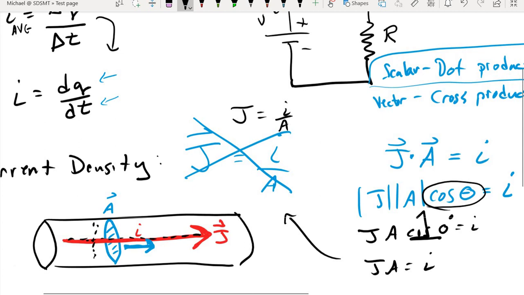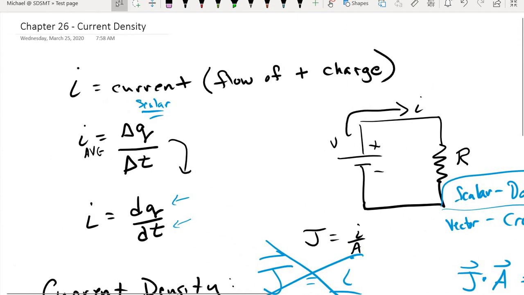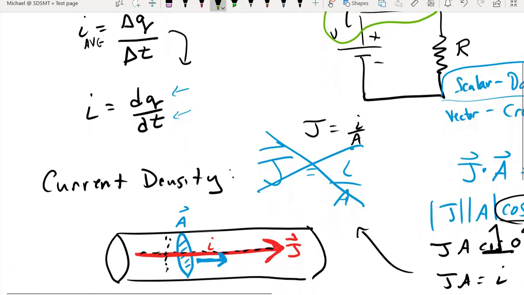Okay, so what else can we do with this current density stuff? Because we're saying that current is a scalar, so current doesn't have a direction. Scalars aren't supposed to have directions. If they do, they're vectors. Yet, I just got done drawing a direction of current flow in my circuit diagram. So what is it? Is current supposed to have a direction or not?